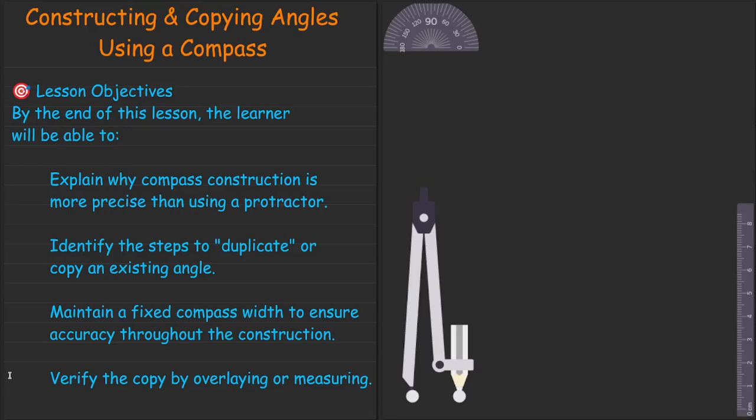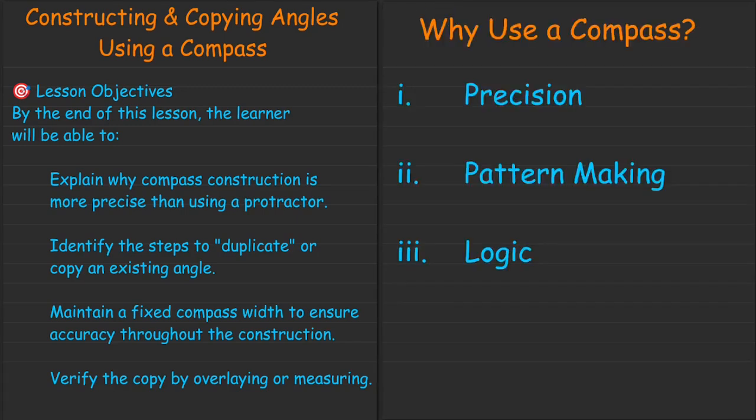In this lesson, we are looking at how to construct and copy angles using a compass. In our previous lesson, we actually did that with a protractor. This time around, we want to focus on how to use the compass. These are the lesson objectives, and I do hope by the end of this lesson, they will be achieved. Without much ado, let's quickly look at it. So let's get to know the why.